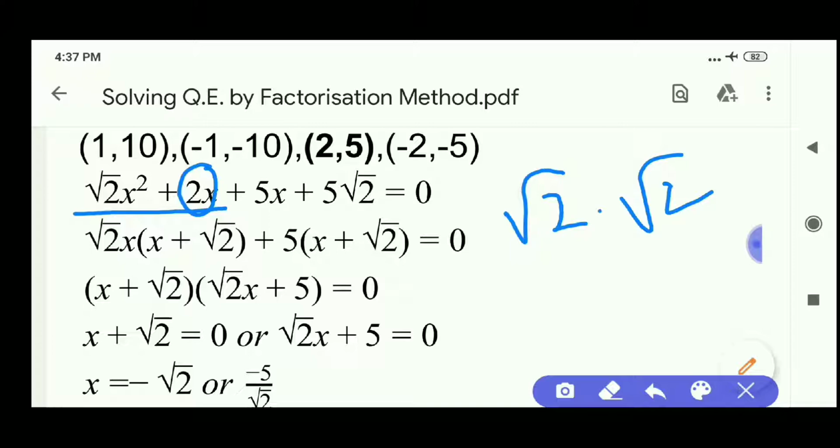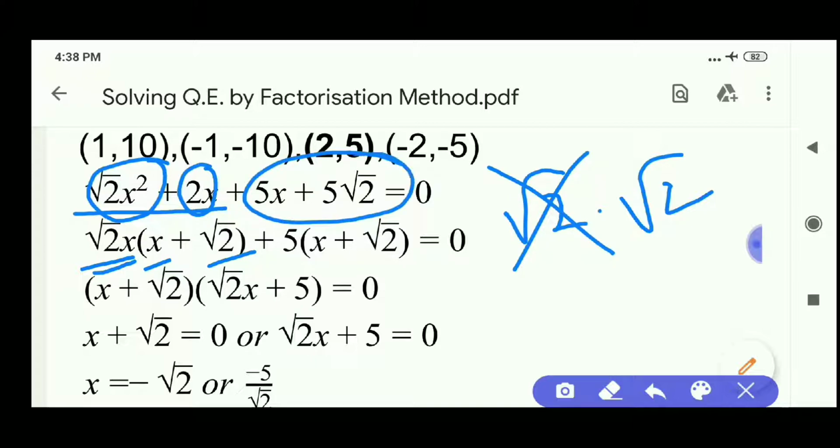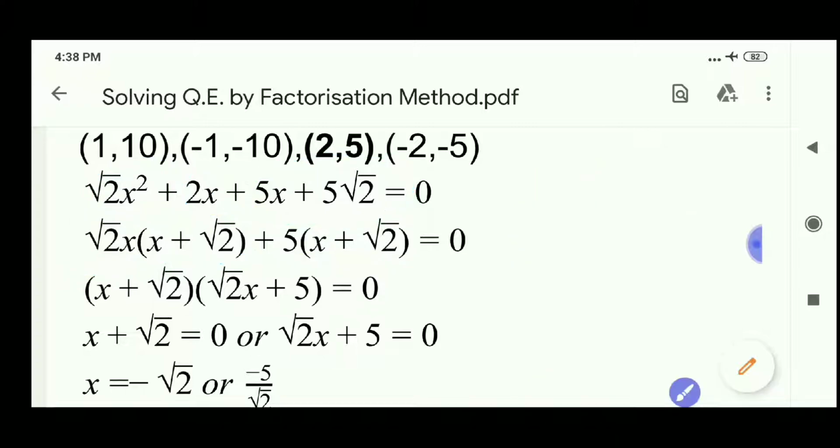So we can take root 2 x as common. Now it becomes, root 2 x square becomes x. 2 becomes root 2, because we are taking root 2 as common. From the next two terms, we can take 5 as common. It became x plus root 2 is equal to 0.